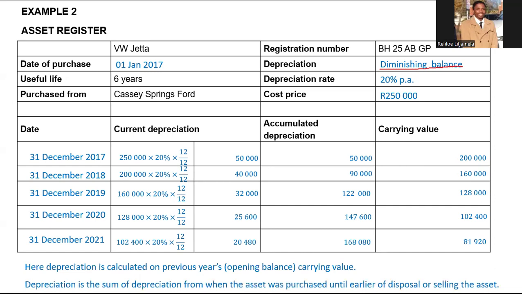Depreciation. Now, I meant to say accumulated depreciation is the sum of depreciation of an asset from when it was purchased up to now, or the date it is sold.